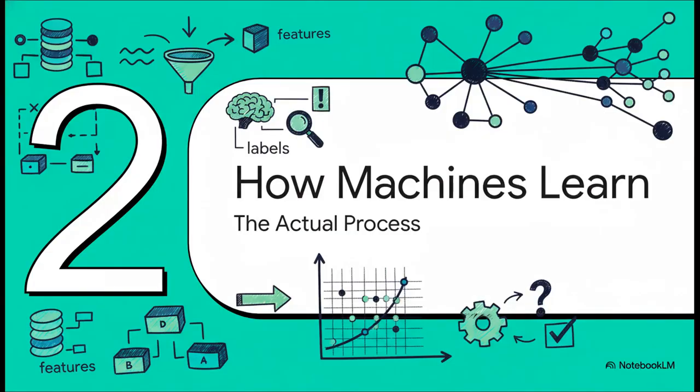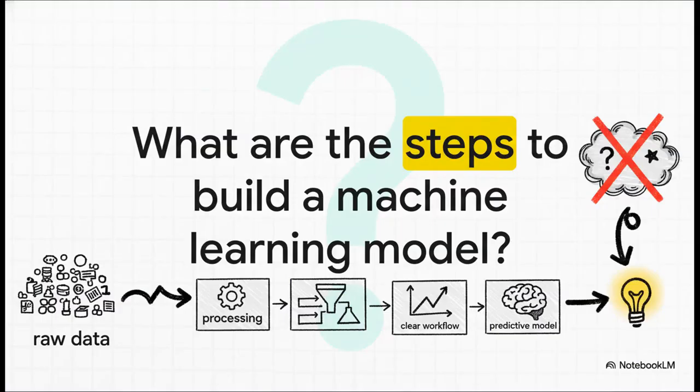All right, so we have our data, we've got our features, and we know our labels. We know what we want the machine to figure out. But how does the actual learning part happen? Well, it's not magic. It's definitely not some black box that you just flip a switch on. It's actually a very structured process, a clear workflow that takes us all the way from a huge pile of raw data to a working predictive model.